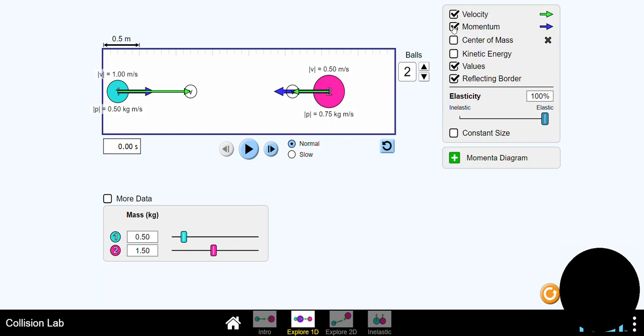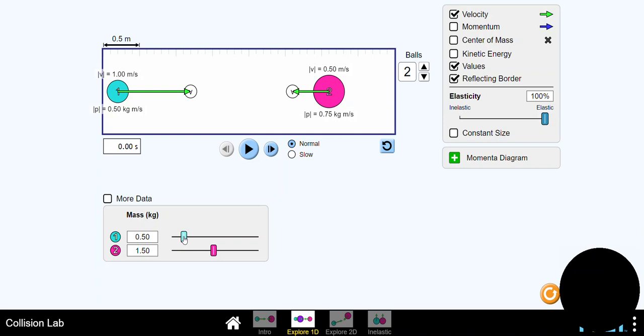We know that the vector linear momentum would be pointing in the same direction as the vector velocity. So I will just turn off the vector linear momentum. I will let only the vector velocity here, and I will keep the values of velocity. I will select an elastic collision.